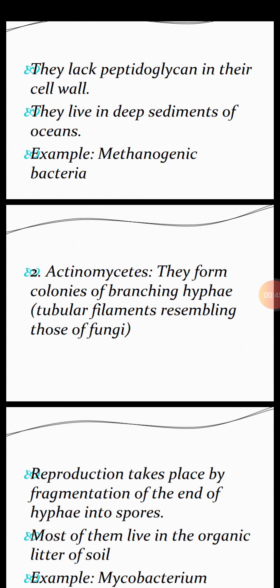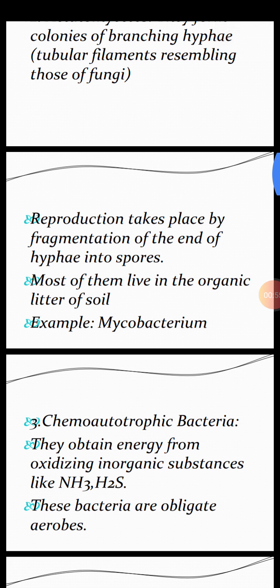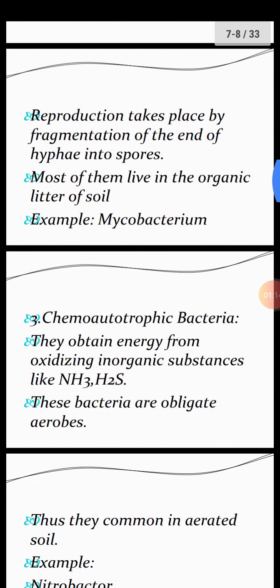The second group is actinomycetes. They form colonies of branching hyphae. Hyphae are long thread-like structures, tubular filaments resembling those of fungi. Reproduction takes place by fragmentation of the end of hyphae into spores. Most of them live in the organic litter of the soil. When leaves become dead, they form a layer on the soil. It is called litter. For example, Mycobacterium.